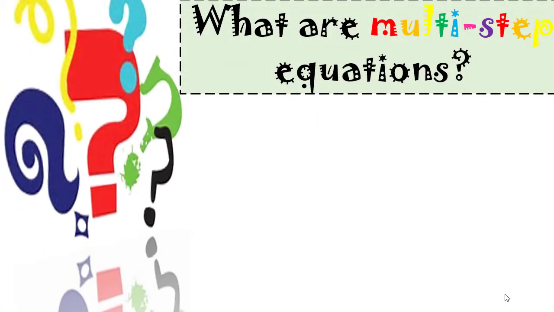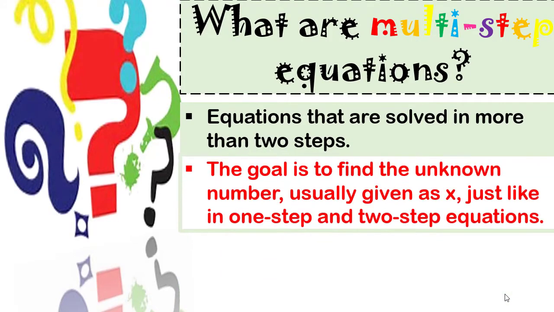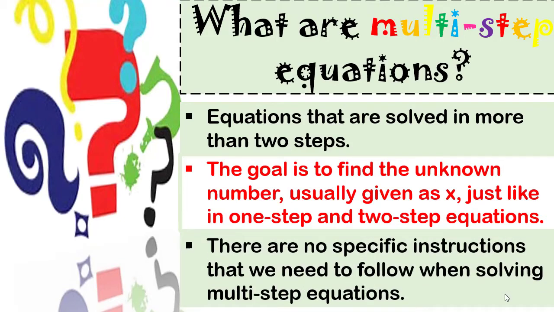What are multi-step equations? They're equations that are solved in more than 2 steps. The goal is to find the unknown number, usually given as x, just like in one-step and two-step equations. There are no specific instructions that we need to follow when solving multi-step equations.